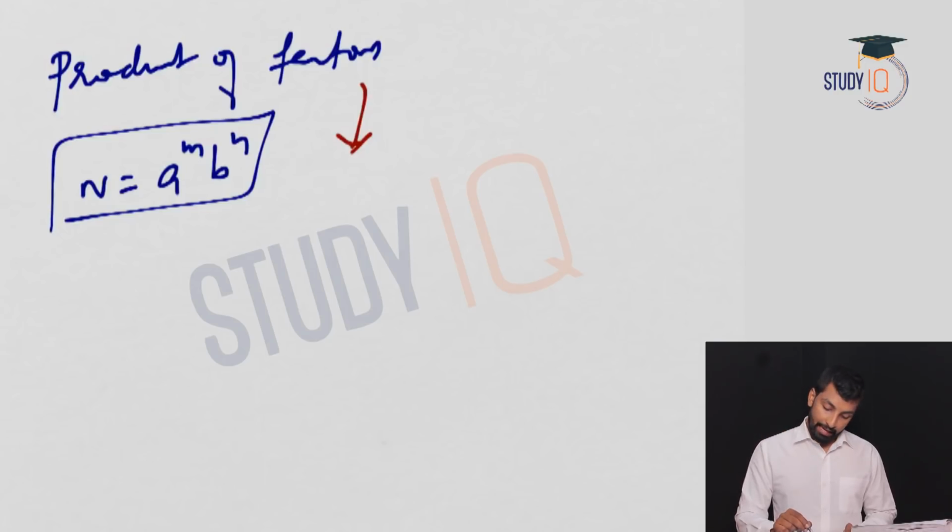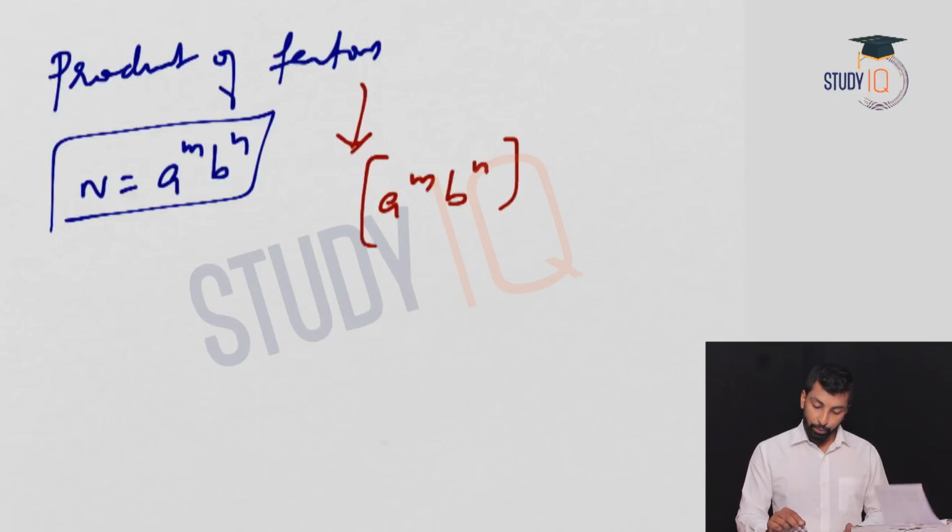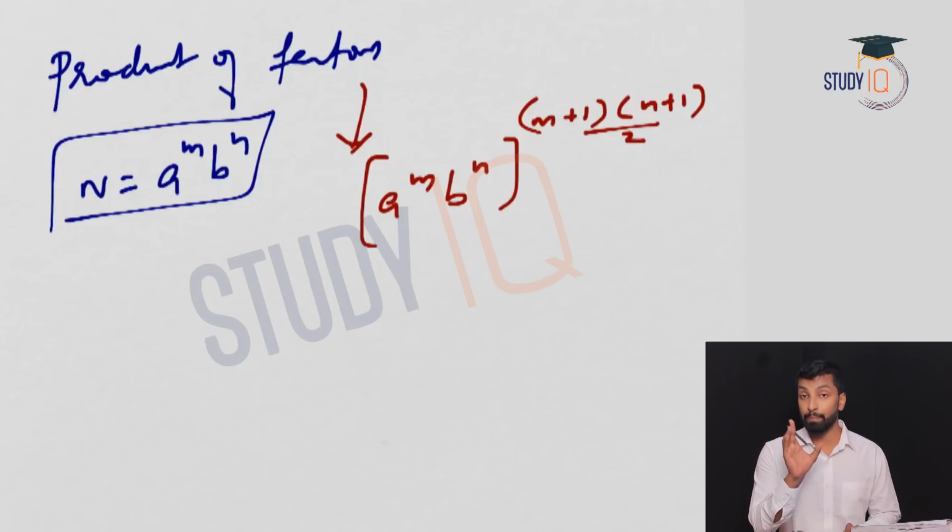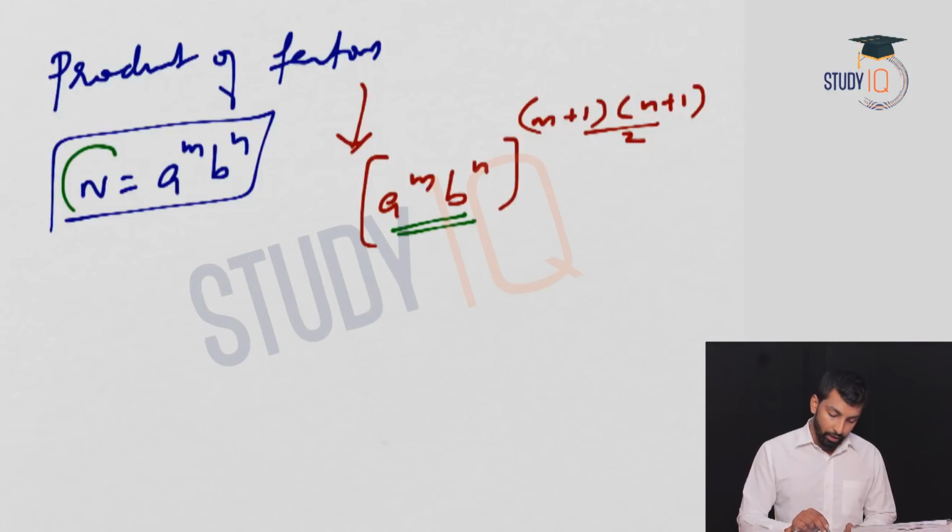Okay, the formula is actually this: a raised to m, b raised to n, whole raised to (m plus 1) into (n plus 1) divided by 2. Let's simplify, then it will become very simple for you. What is this a raised to m, b raised to n? We know this is n. So you just write the number.